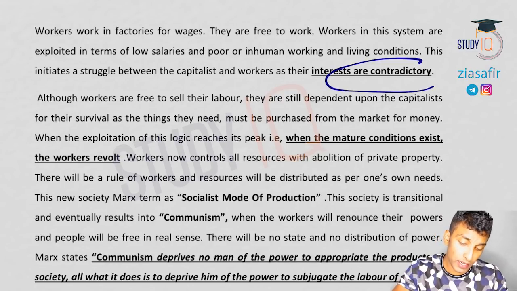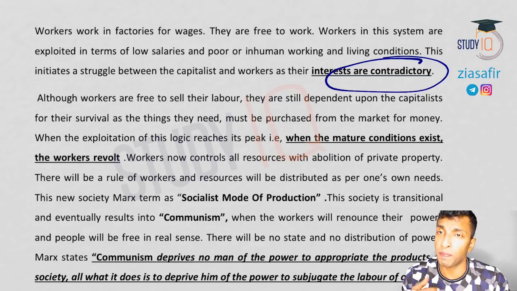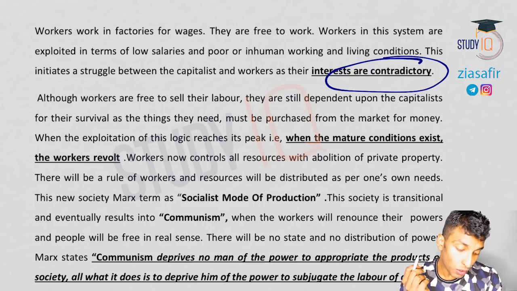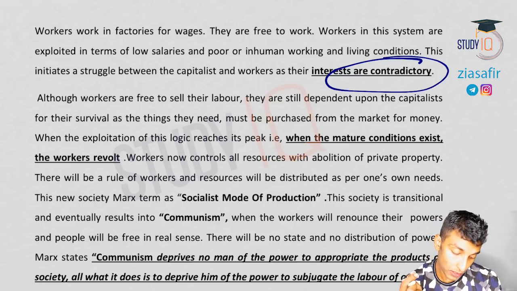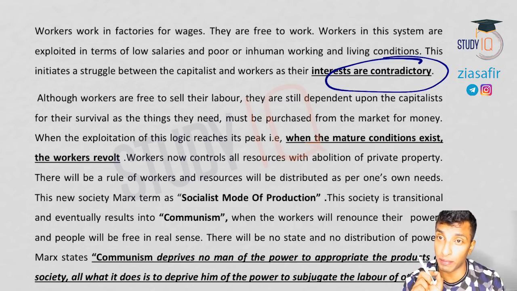Why are the interests contradictory? Because the capitalist's interest is to make the workers work more with less wages and normal working conditions. But the workers need more wages, less time to work and better working conditions, right? Although workers are free to sell their labor, they are still dependent upon the capitalists for their survival. Why? Because the things that they need to survive must be purchased from the market by paying money. And if you need to get money, you need to work. So work is not a choice. You have to go and work.